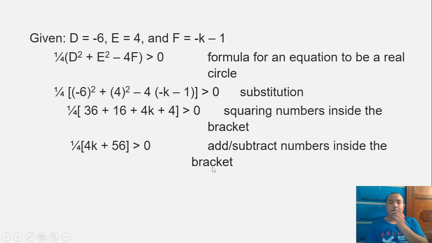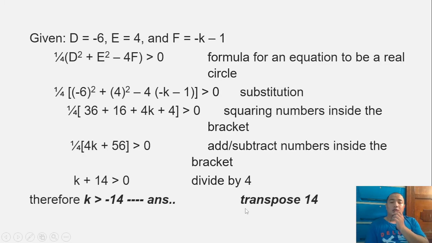Add the numbers inside the bracket. 4k plus 36 plus 16 plus 4, which is 56. 4k plus 56 times 1/4 is greater than 0. 4k plus 56 divided by 4 is k plus 14, which is greater than 0. Then transpose 14, it becomes k is greater than negative 14. This is now the answer. The set of values of k that will make the equation a real circle is k greater than negative 14.